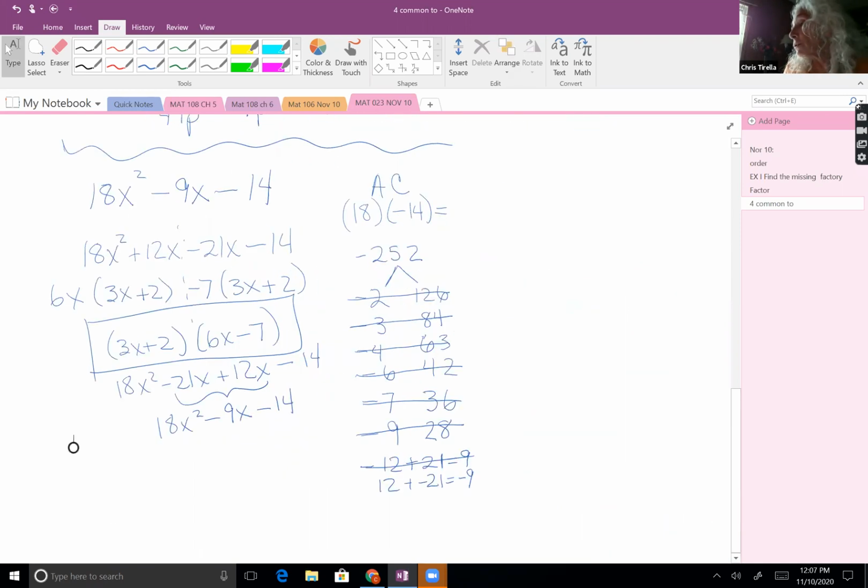How did you folks do? The numbers in that one were a little bit larger, and so it made it a little bit more challenging, but it's that same general idea. Multiply the first and the last and look for things that multiply to give you. You know, there's a lot of things that multiply to 252, and so we just kind of keep on grinding our way through until we get that negative 9 in the middle.